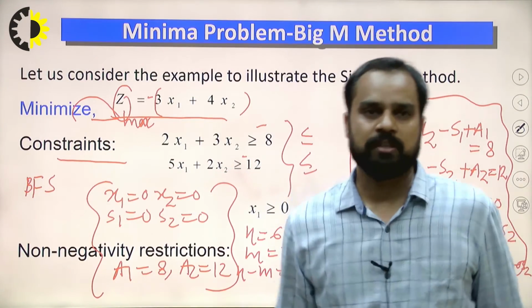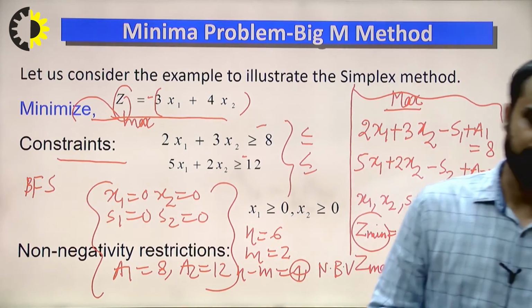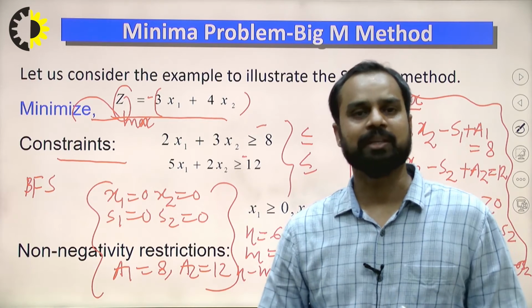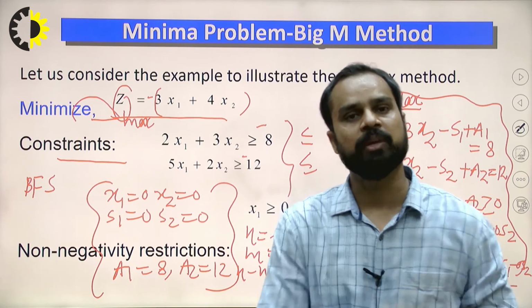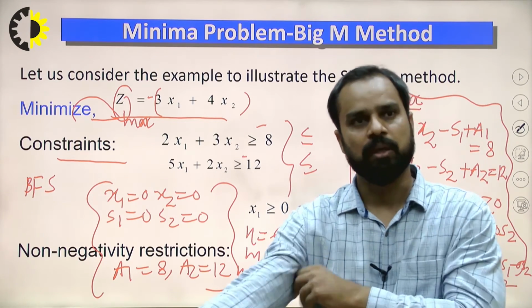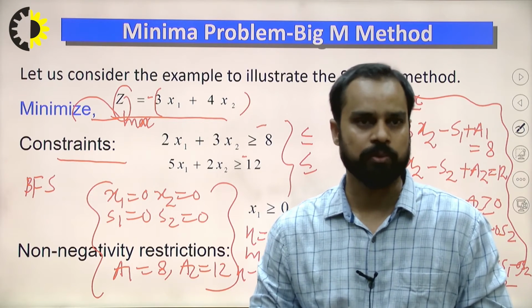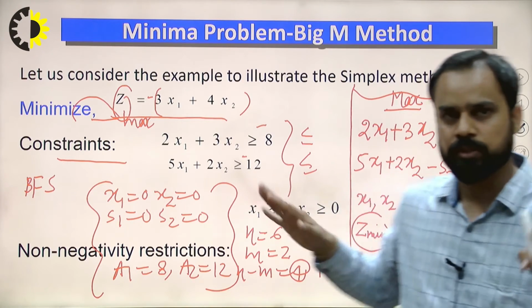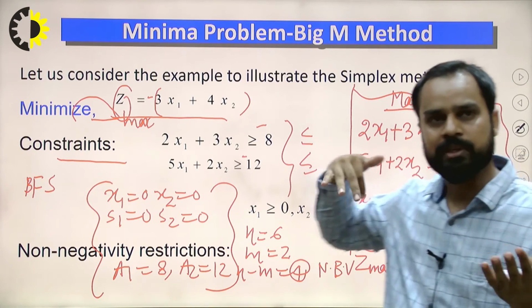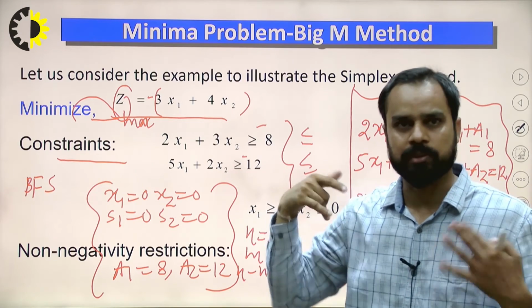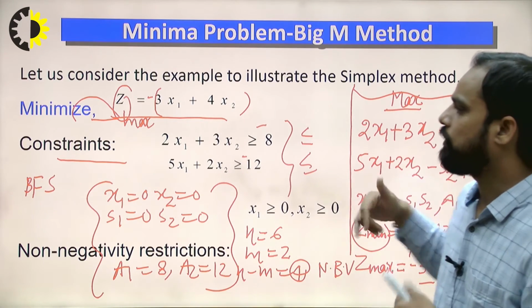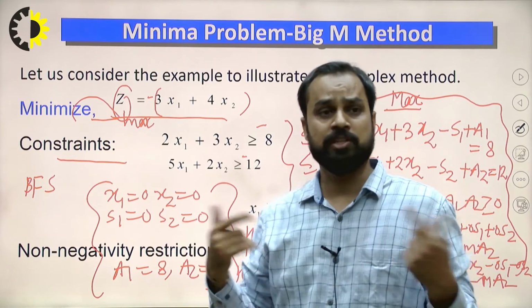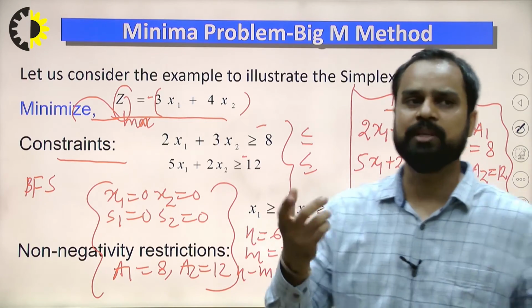Once we get the basic feasible solution, we can solve the problem by using the Big M method. I have discussed how we can solve a problem with the help of the Big M method already in the previous videos. So this is the way we can solve any minimization problem by converting it into a maximization problem. If you don't want to convert into maximization and want to solve the problem using the minimization technique, you just have to make a little change.